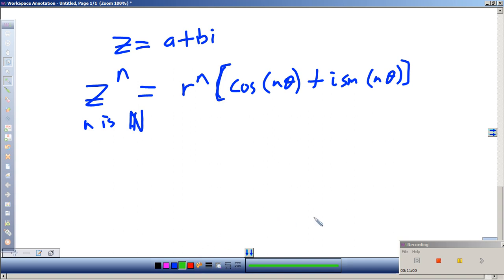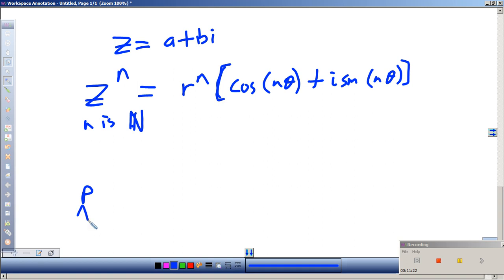No, natural numbers are only positive. So we're only doing 1, 2, 3, 4, positive integers. Does not include 0. And this is the last one.